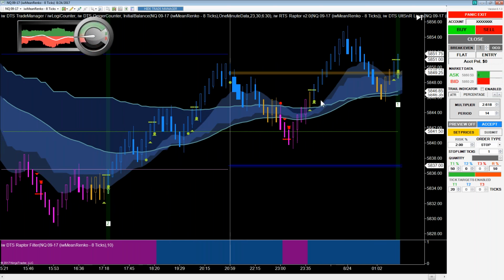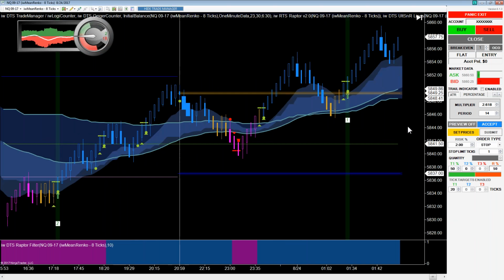Now, as it happens, both signals worked out. However, if I had to choose between the two signals, this second one is your better signal of the two. Because at this point, your clouds have fully crossed. You have a nice pullback into the cloud. The market comes back out. We produce a buy signal. And then from there, we get a very nice progression.